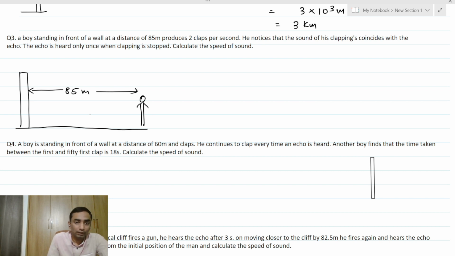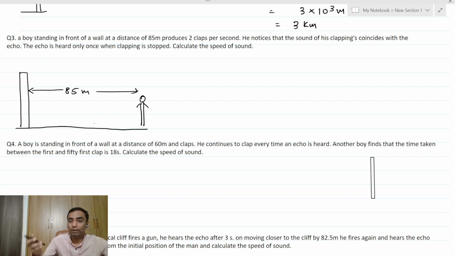So the distance between the hill and the person is 85 meters, and he produces 2 claps per second. That means, say for example, at time t = 0, he claps, right? And then again after 0.5 seconds, he claps. So the time gap between 2 claps is 0.5 seconds, right? Because in 1 second he is producing 2 claps. Or you can understand it like this: at time t = 0, you start the stopwatch, one clap after 0.5 seconds, another after 0.5 seconds.